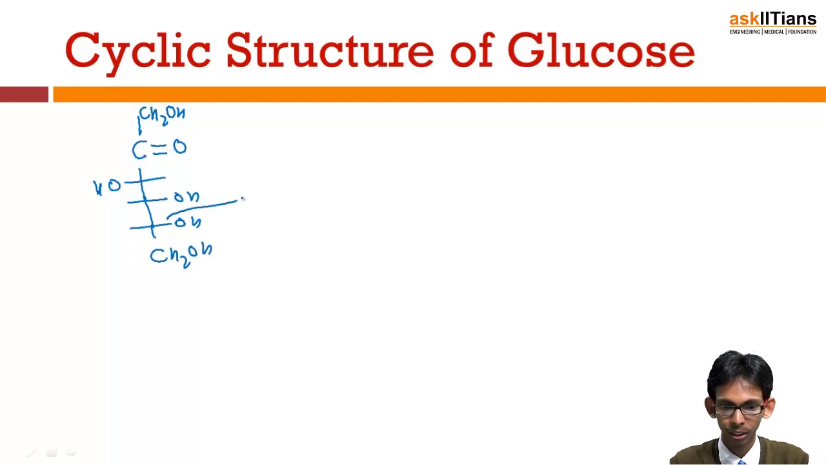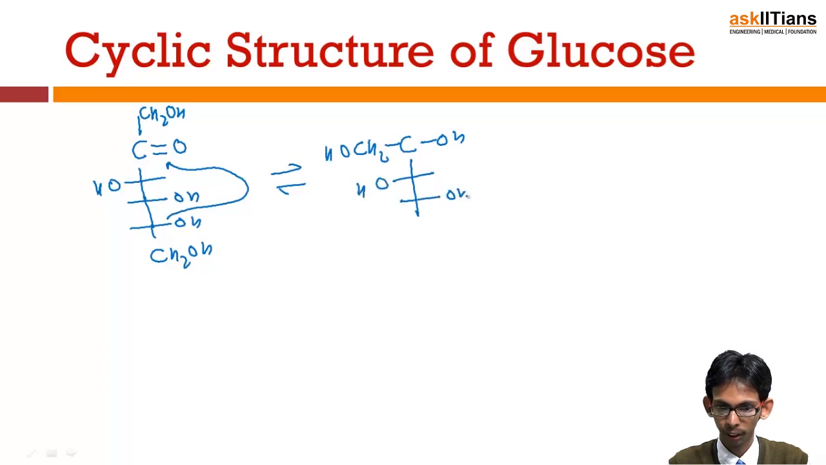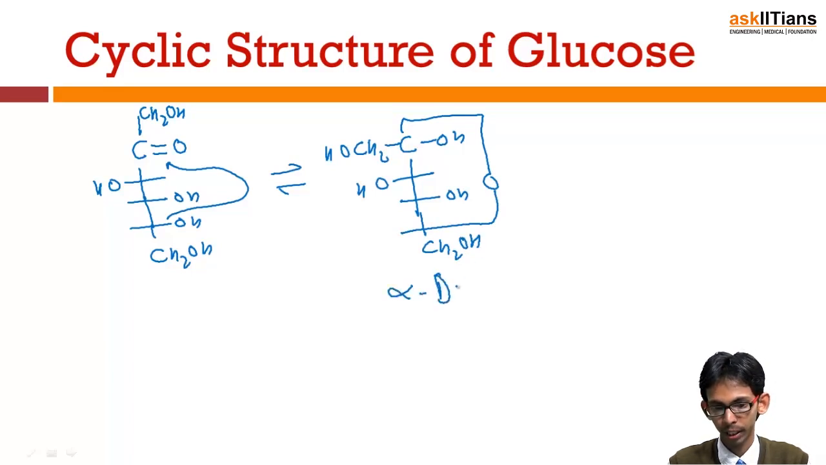So what happens is that this OH goes with this and results in formation of a cyclic structure. CH2OH. Then OH comes here, OH, OH, and CH2OH. This is actually alpha fructose, alpha D fructose, in which the OH group is on the right hand side.